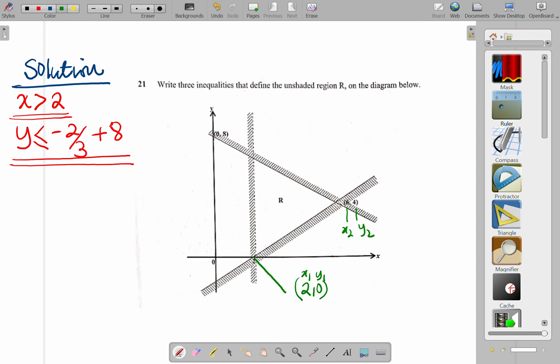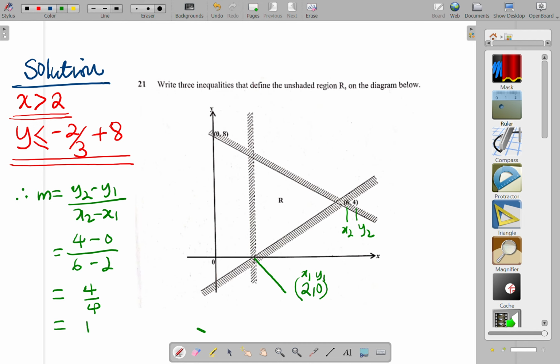Okay, so to find the value for m, I'll simply say m is going to give me y2 minus y1 over x2 minus x1. Okay, that there. So I'm going to fuse in the numbers. y2 is 4, so 4 minus 0 over, that is going to give me 6 minus 2. So m is now going to give me 4 over 4. So m is going to give me 1. Okay, my m is 1.